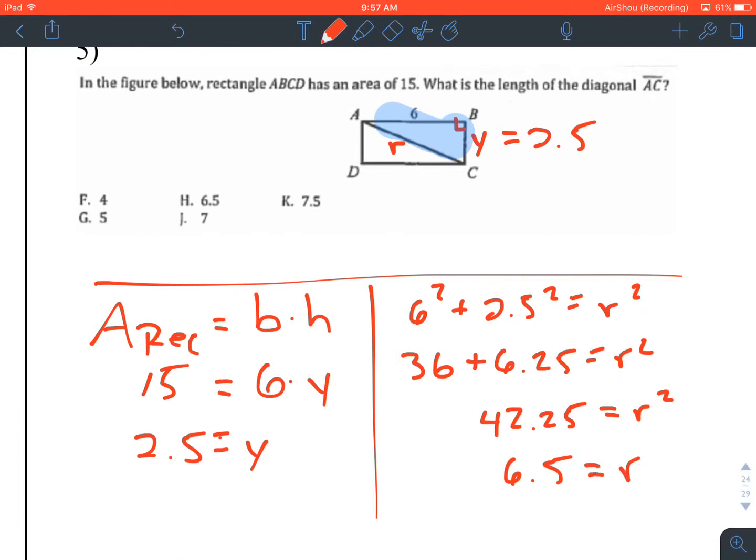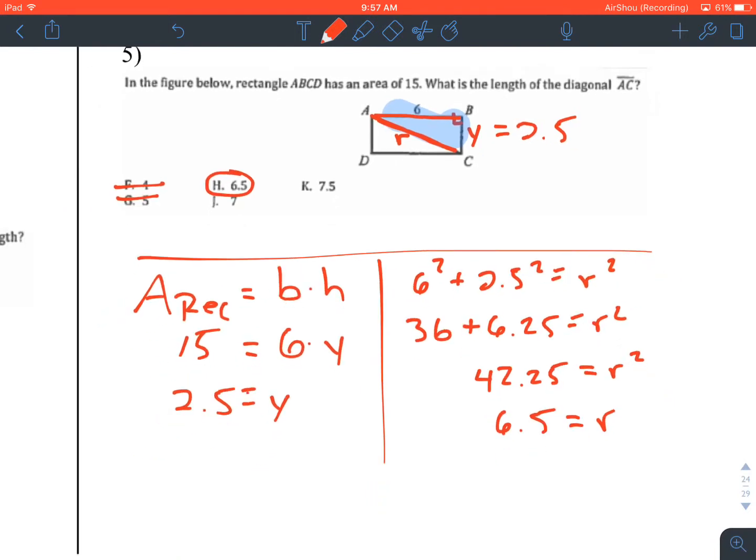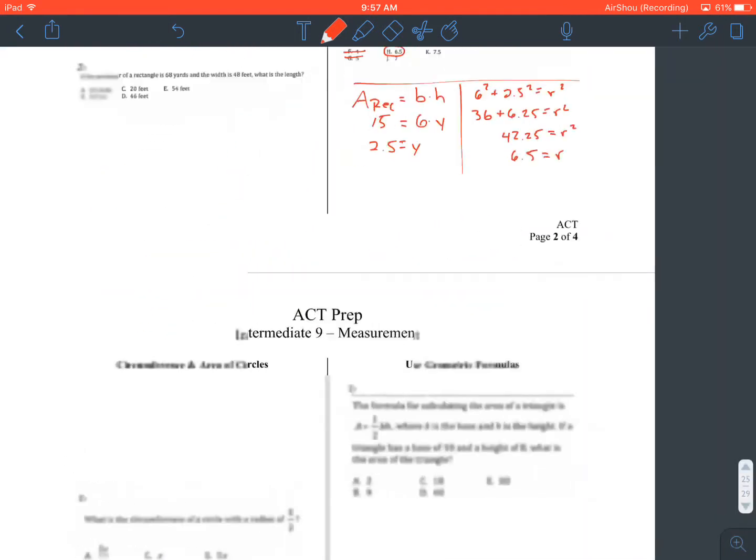Now, as far as the answers go on this paper, we know that F couldn't be the answer and that G couldn't be the answer right away. The reason we know that is because the hypotenuse is the longest side of the triangle. And since one side is 6, the answer has to be bigger than that. So if you were just guessing for this problem, you would at least know that you have 1 out of 3 choices. All right, let's move on.